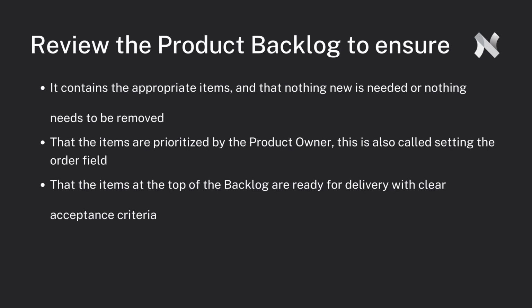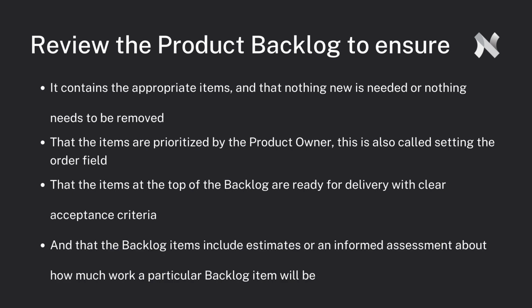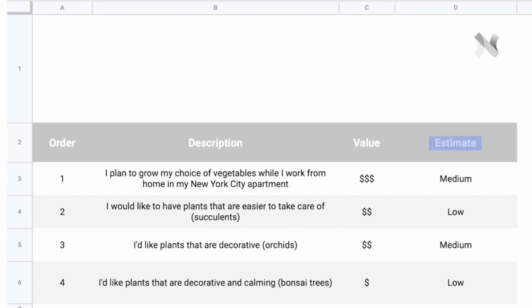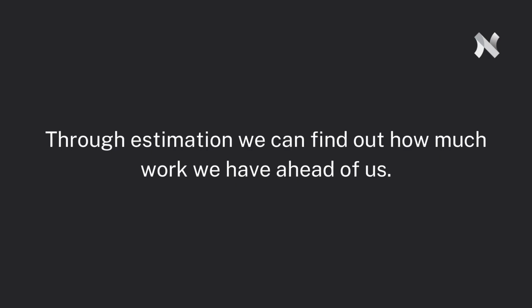That the items at the top of the backlog are ready for delivery with clear acceptance criteria. And that the backlog items include estimates, or an informed assessment about how much work a particular backlog item will be. Let's discuss estimates since they're crucial in backlog refinement. We add estimates to backlog items to inform our planning practices about how much effort it will be to finish each item or user story. Through estimation, we can find out how much work we have ahead of us.